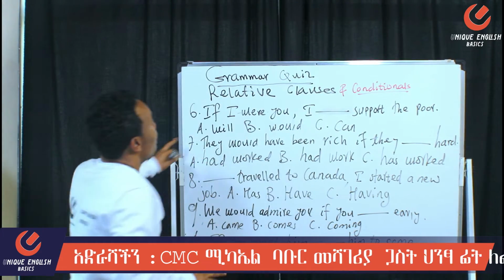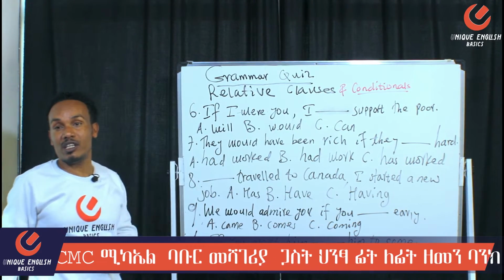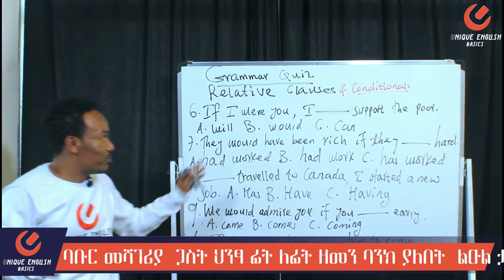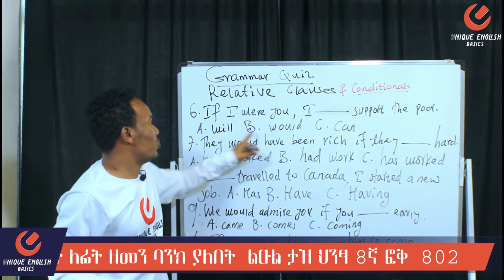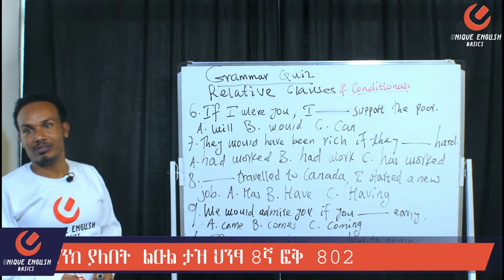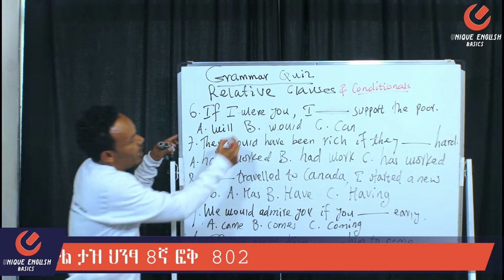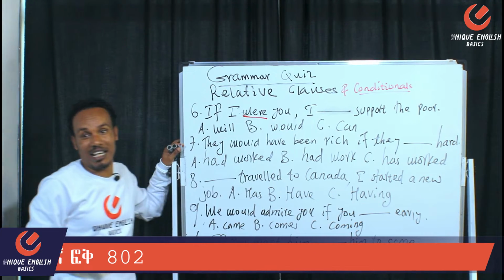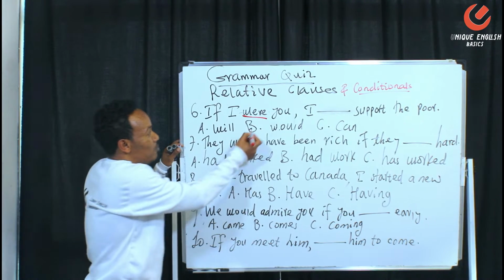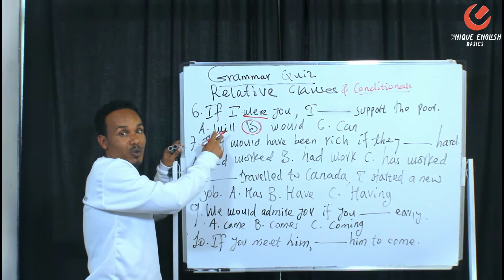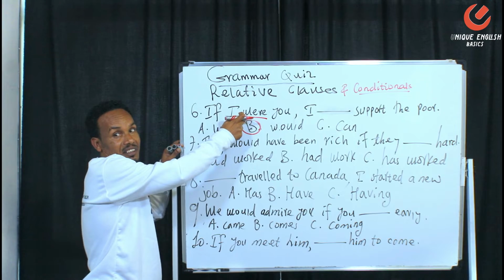All right. If I were you ይላል። ማንም ቢሆን እኔ አንተም ብሆን ወይም አንቺም ብሆን if I were you I'd support the poor ይላል አይደል? So either will, would, or can. If I were you in the if clause, this is where. አይደል እንዴ? So if I were you, I would support the poor. Why not will? ለምን will አይሆንም? Because of where? Yes or no?